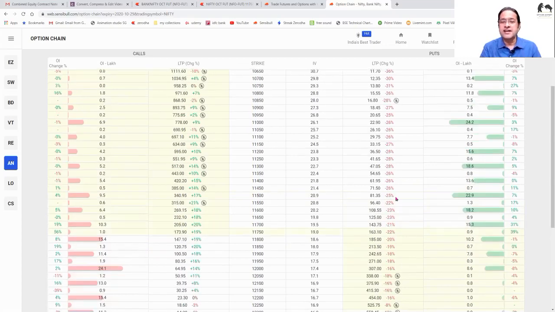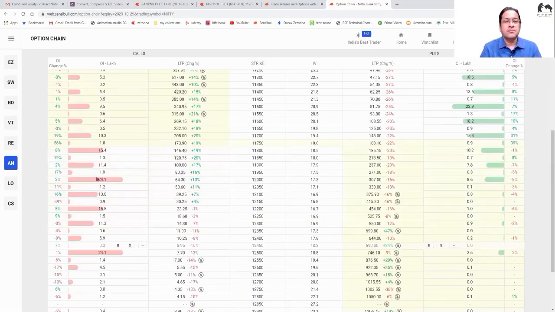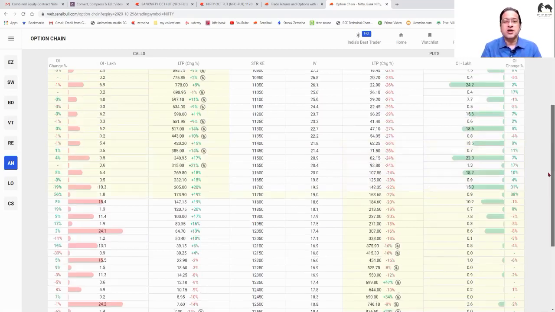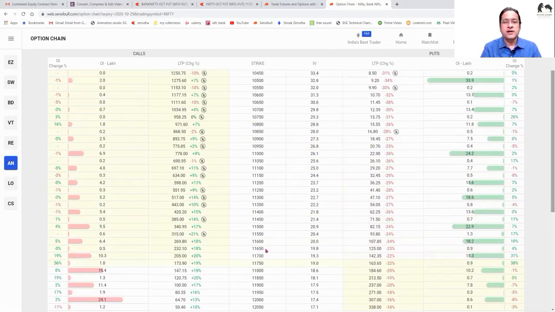All the puts are on this side, as you can see from 11,700 and going up. All these puts have a lot of open interest, and again the calls, about 11,600 onwards, up to about 12,000, there are a lot of calls. So this is how it looks as of now. This is about the various strike prices.